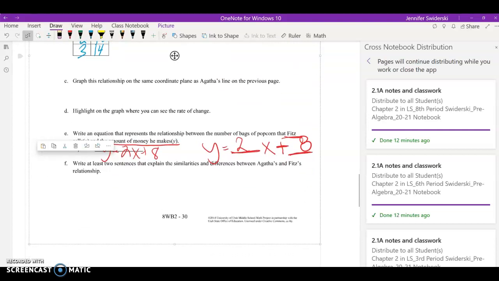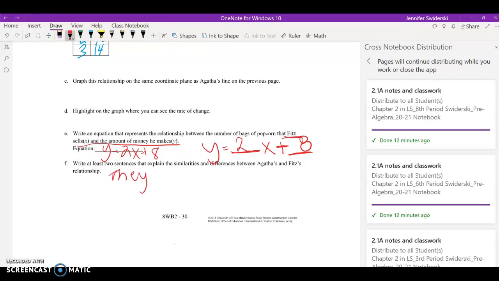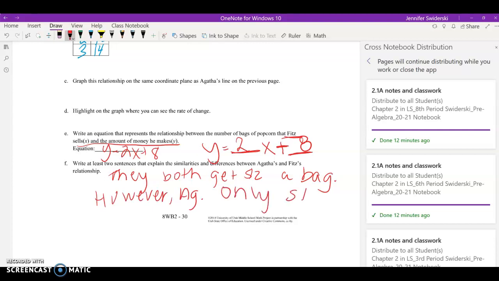Write at least 2 sentences explaining the similarities and differences. Well, let's start with similarities. They both get $2 for every bag they sell, right? However, Agatha, call her Ag for short, only starts with $0 in her account, and Fitz gets paid $8 for being there.